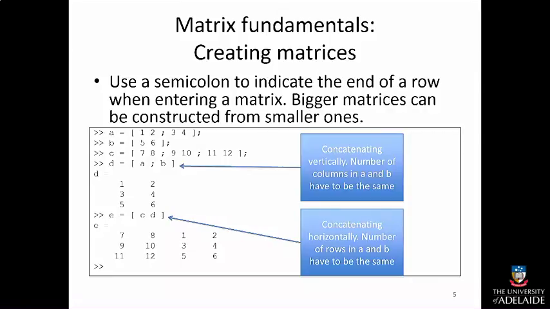Then we have E, where we are concatenating C and D, but over here, there is no semicolon. So what is going to happen? New columns are going to be added. So what is C? 7, 8, 9, 10, 11, 12. Right? And then D is going to be added here as 2 columns.